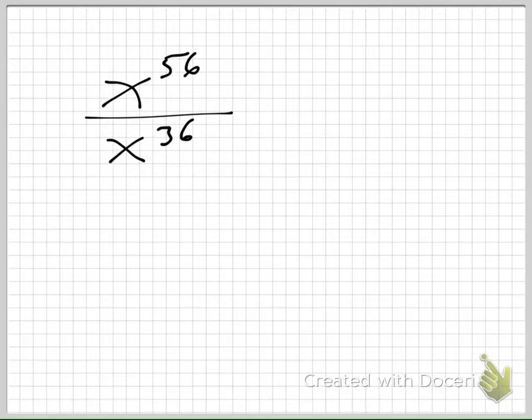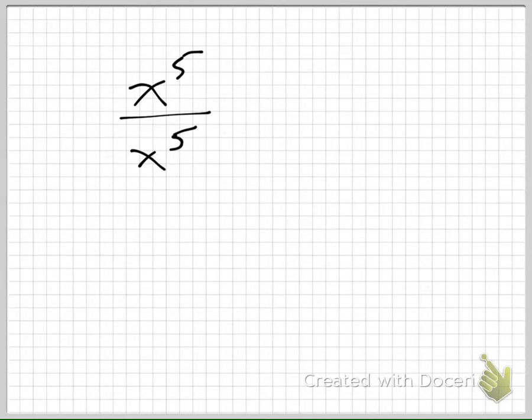Okay, so since we're subtracting, it's x to the 20th, right? We all got that? X to the 20th. Okay, what about this then? What if I have this? Yeah, x to the 5th over x to the 5th. What is x to the 5th over x to the 5th?